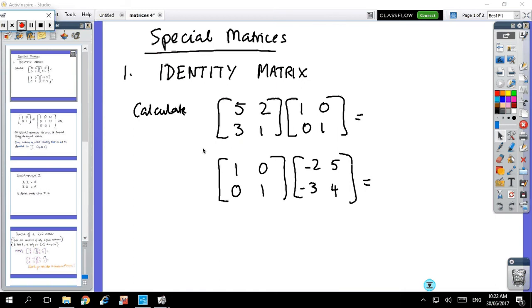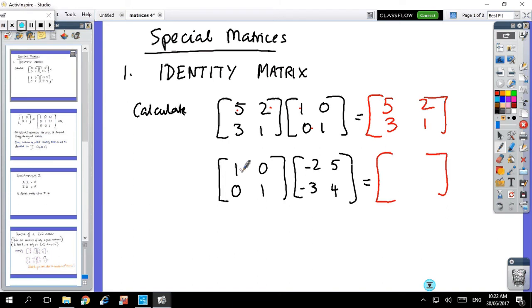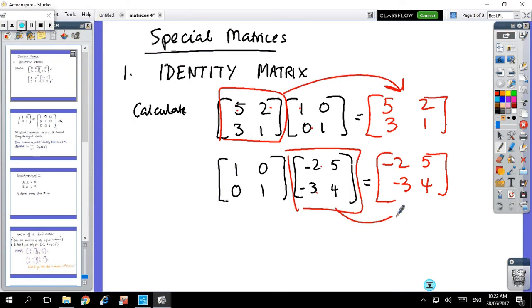Okay, so let's change to pen. So we're going to have 5 times 1 is 5, 2 times 0 is 0, and we keep going like that, and we should get that. And in the second matrix, we've got 1 times minus 2, and 0 plus minus 3 is minus 3, etc. We should get that. So what I'm trying to say is, we started with that matrix, and we got the same answer. And we had this matrix at the back, and we got the same answer. And the only thing that was the same was these two matrices, 1, 0, 0, 1. Okay, so that's what we need to look at.